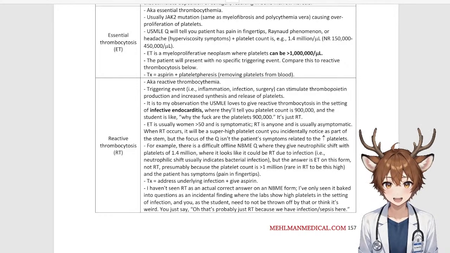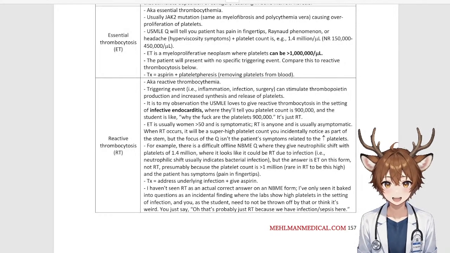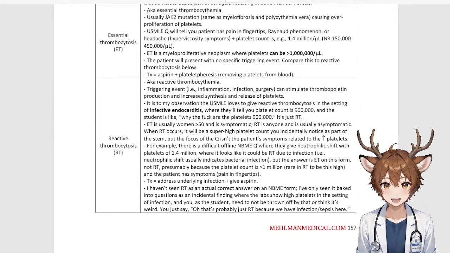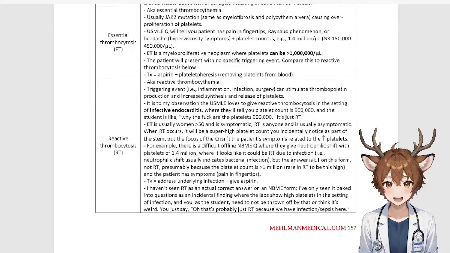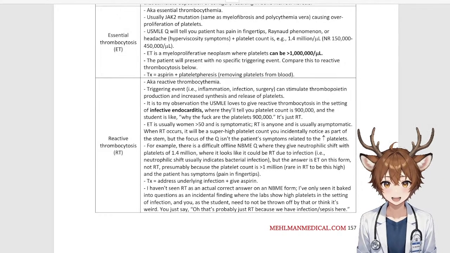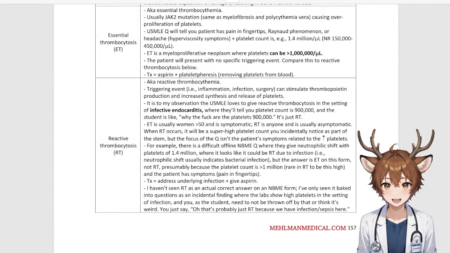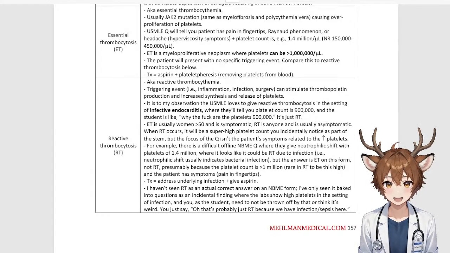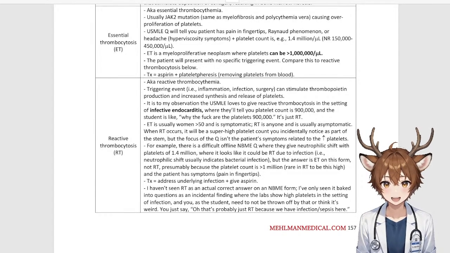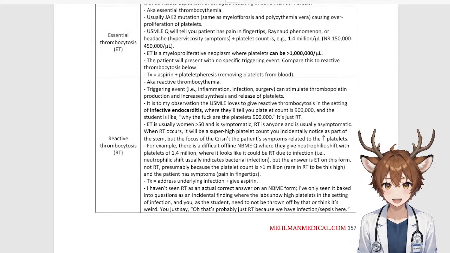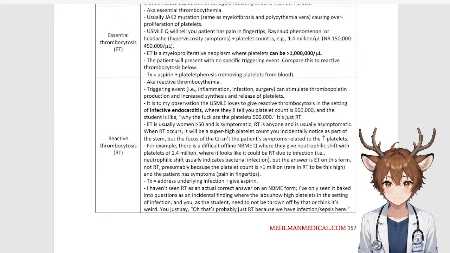Essential thrombocytosis is usually in women greater than 50 and is symptomatic, while reactive thrombocytosis is in anyone and is usually asymptomatic. When reactive thrombocytosis occurs, it will be a super high platelet count you incidentally notice as part of the stem, but the focus of questions isn't the patient's symptoms related to the elevated platelets.